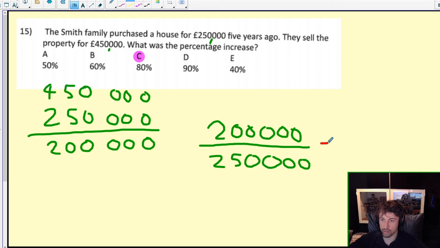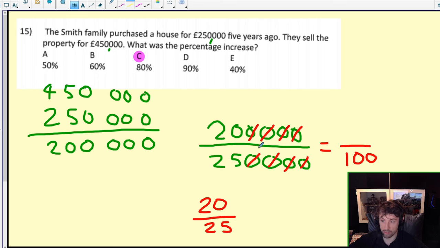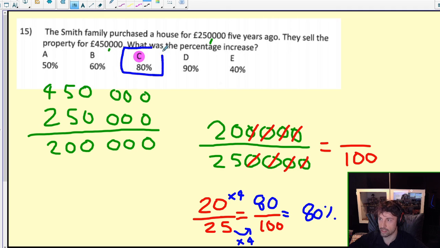And again, this is a fraction. We want to get it eventually out of 100. So first off, I'm going to divide by all these zeros, get a bit closer. So you can see there, I've got 20 out of 25. Because again, I've just simplified by dividing by 10,000. How can I now get it out of 100? Hopefully you can spot that 25 times by 4 will get me to 100. So if I times by 4 here, that's the equivalent to 80 out of 100. And as soon as you see that, you can write 80% increase, which is a fantastic increase. Would that my things could do that.